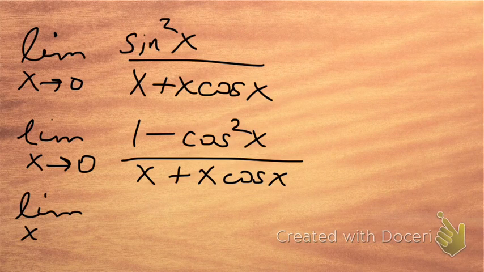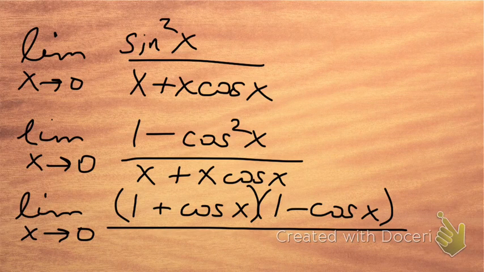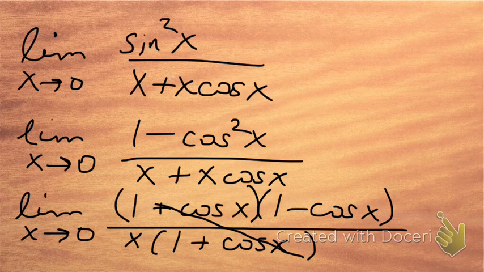We could factor the top. That 1 is a perfect square. Cosine is squared. We can factor into a sum and a difference. As for the bottom, it does look kind of strange. But there is a GCF, and we could take out that greatest common factor. If you take out the x, who's left behind? That's 1 plus the cosine of x. Alright, now we can do some canceling, and it is proper.